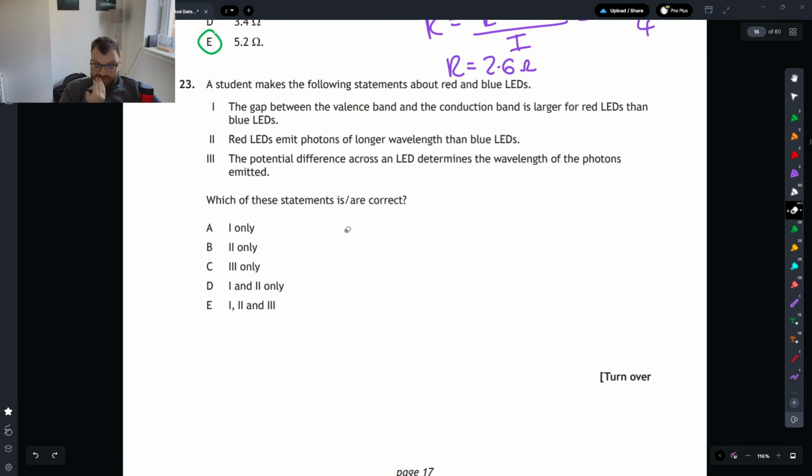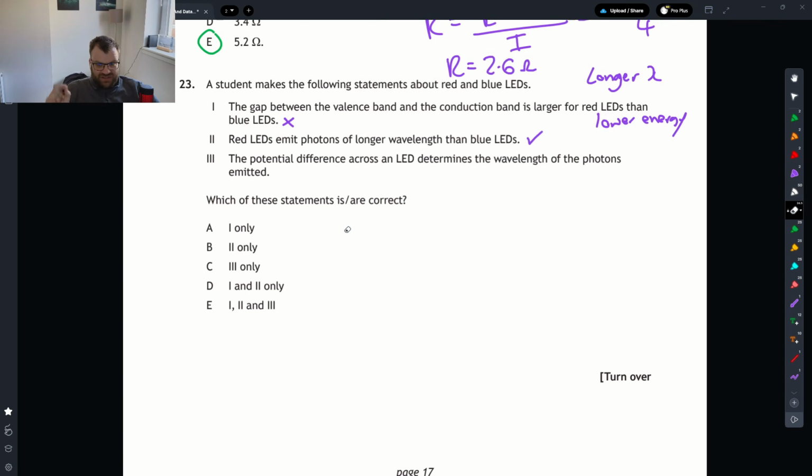In this next one, we're asked about valence bands and band gaps and things like that as well. For me, chemistry's helping here because it's saying that the gap is bigger for LEDs that are red. Well, the larger the gap, the more energy required, which means you need a smaller wavelength. But red is a longer wavelength than blue, which means it's got a lower energy. So that can't be right. LEDs emit photons of longer wavelength.